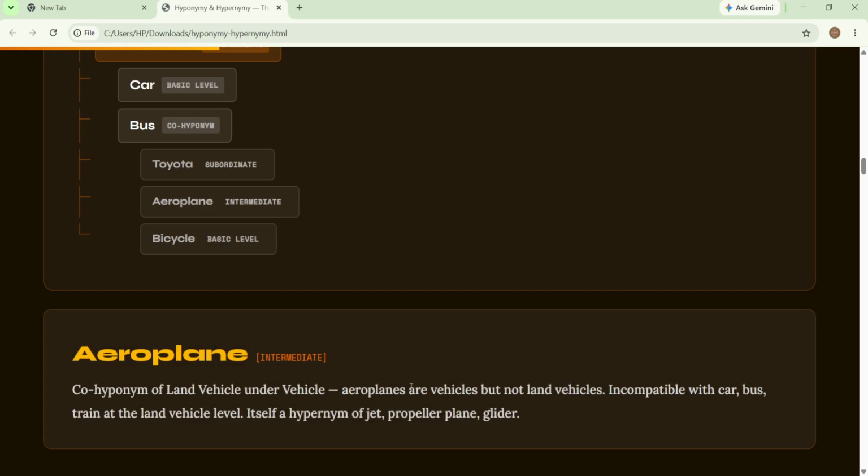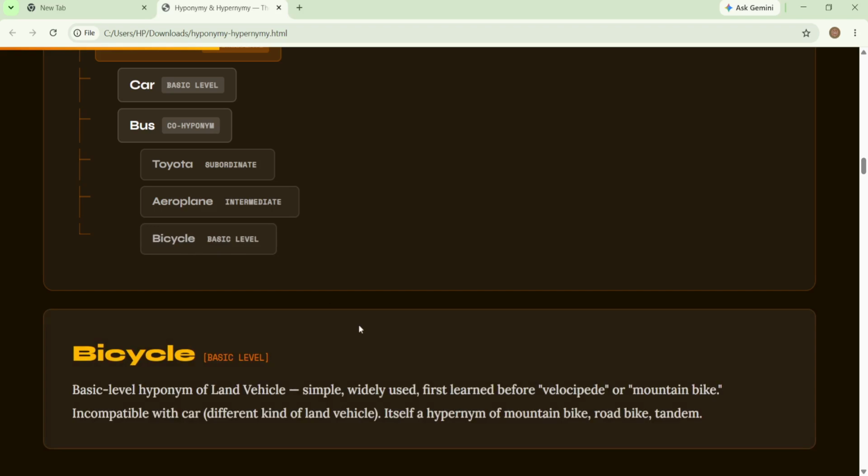Airplane is a co-hyponym of land vehicle. It is a hypernym of jet, plane, and glider. Obviously they are for flying, but they have to move on a runway to fly. Then bicycle, basic level, simply mountain bike or any other kind, or road bike.